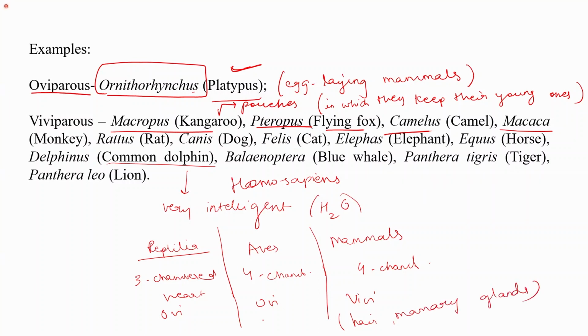Aves have feathers, which are the modified epidermal scales. Reptiles have scales all over their body, and they have dry, tough skin that prevents them from drying. Fine. So these are the three different classes.